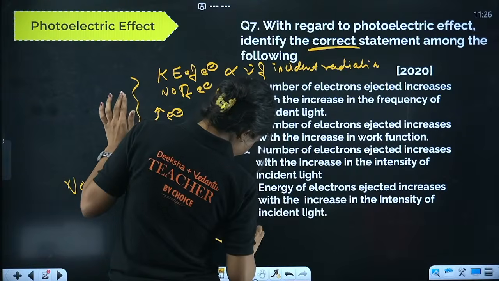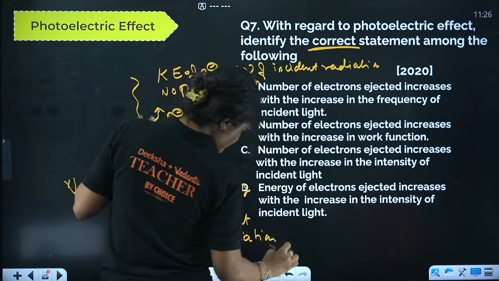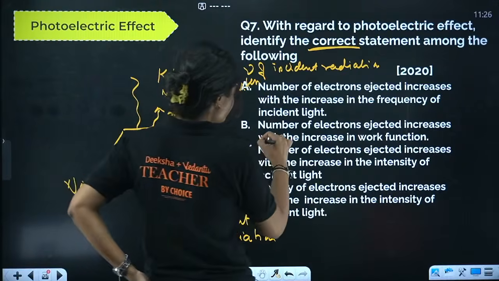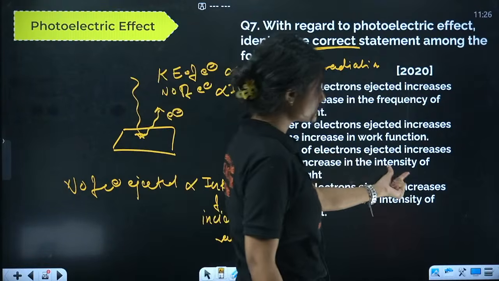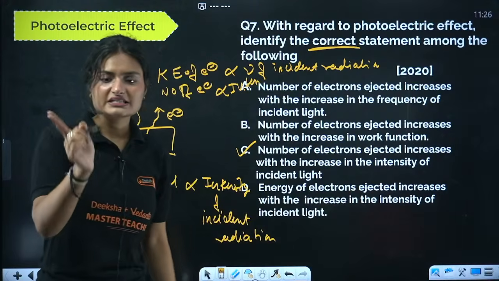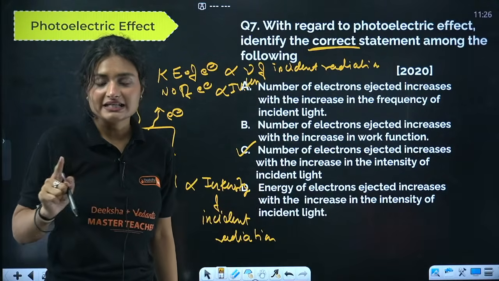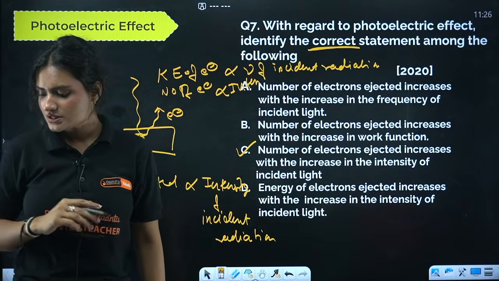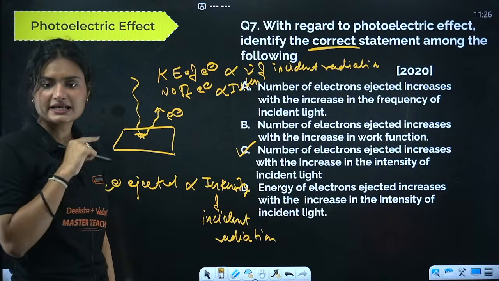Let me just see what you are answering. Option C. Yes, the correct answer is option C, as the number of electrons ejected increases with increased intensity. Frequency deals with the kinetic energy, intensity deals with the number of electrons ejected. So all of you are answering correctly. C is the correct answer.